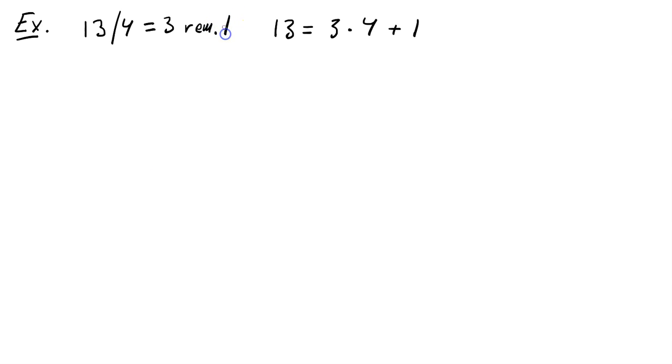Okay, so let's look at an example. Let's say we want to divide 13 by 4. Then we are looking for a number here that multiplied with 4 comes as close as possible to 13, but then we also can have a remainder. So we see that 3 times 4 is 12, and then we need to have the remainder 1. So here the answer is 3 with the remainder of 1.